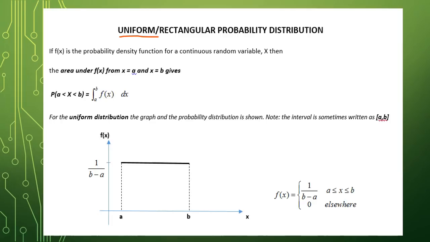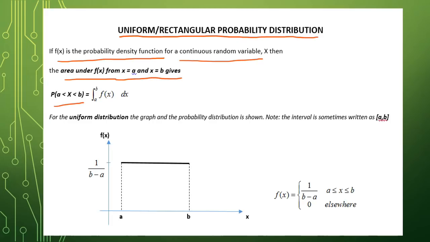Uniform probability distribution is also called rectangular probability distribution. If you have f(x) as the probability density function for a continuous random variable x, then the area under f(x) from x equals a to x equals b gives you the probability for the interval. And we know finding the probability for this interval, you just need to integrate f(x) for the given interval.